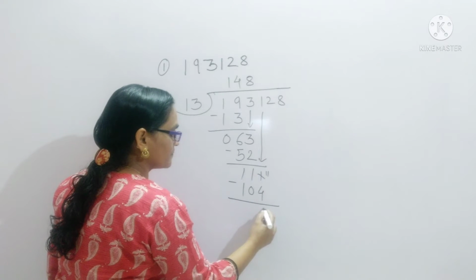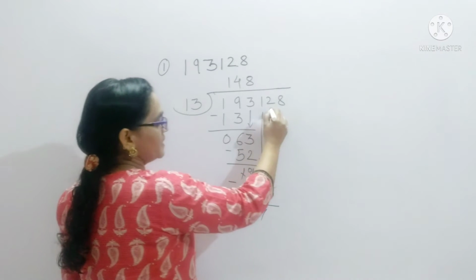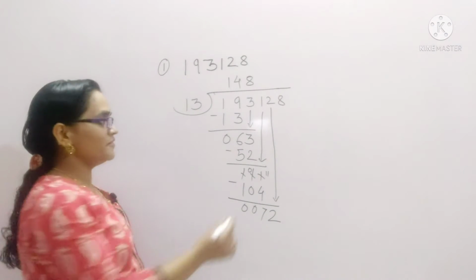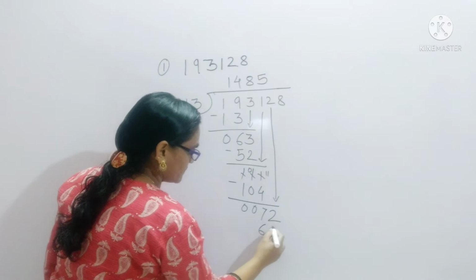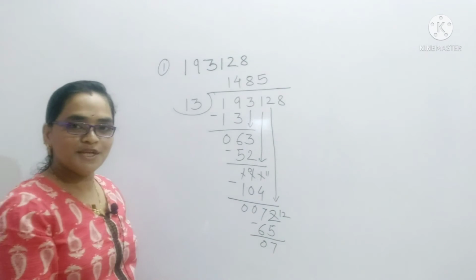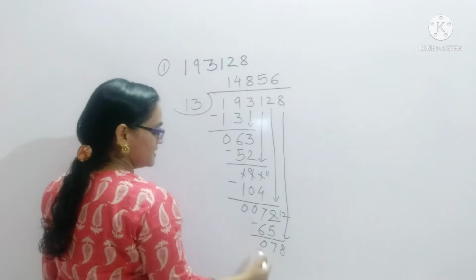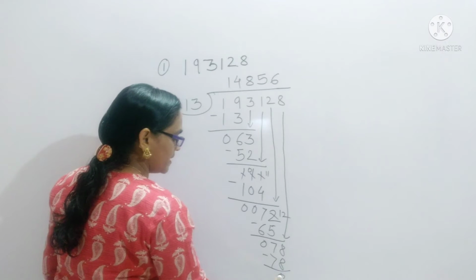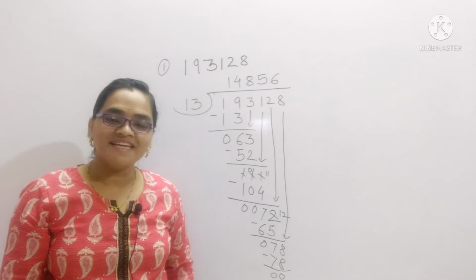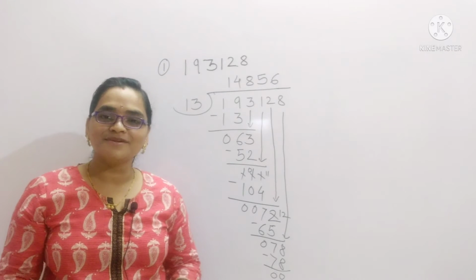11 minus 4 is 7. Here 0. 1 minus 1 is 0. Carry out the next digit, that is 2. 72, and 13 fives are 65. 12 minus 5 is 7. 6 minus 6 is 0. Carry out the next digit 8. 13 sixes are 78 and 78 minus 78 is 0. The remainder comes 0, which means the given number is completely divisible by 13. So what we checked before is also correct.